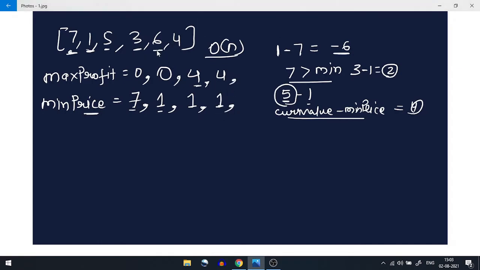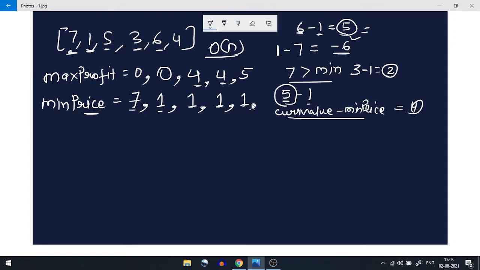Now we will move to 6. 6 minus 1, like the current value minus the minimum price, the profit is 5. We'll compare with maximum profit, and the current profit is definitely greater than the maximum profit. So we will update the maximum profit to 5, and our minimum price will remain 1 only, because 6 is greater than 1.